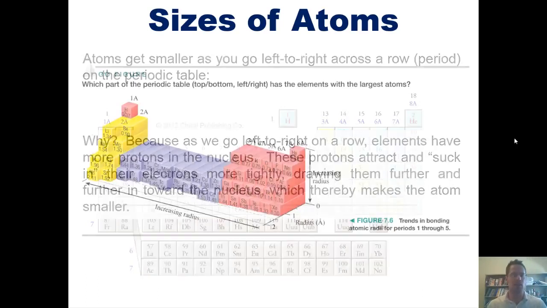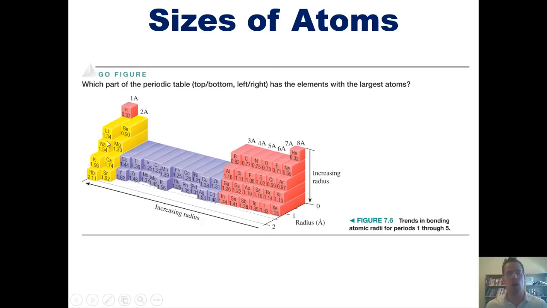We can see that exhibited in this table, which shows the individual atomic radii of most of the elements on the periodic table. You can see, with some exceptions here and there, there's a general trend as I go left across a row. The elements get smaller and smaller, and once again the reason is because I get more and more protons in the nucleus, which suck those electrons in tighter and tighter, making the elements smaller.